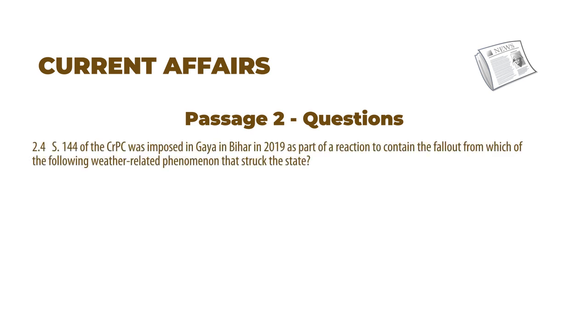Section 144 of the CRPC was imposed in Gaya in Bihar in 2019 as part of a reaction to contain the fallout from which of the following weather-related phenomenon that struck the state? Your options are A. Heat wave, B. Cyclone, C. Earthquake, or D. Drought. The correct answer is A.